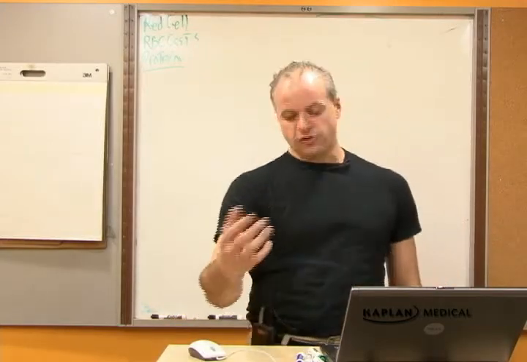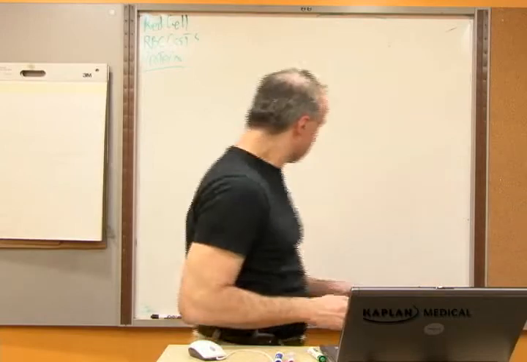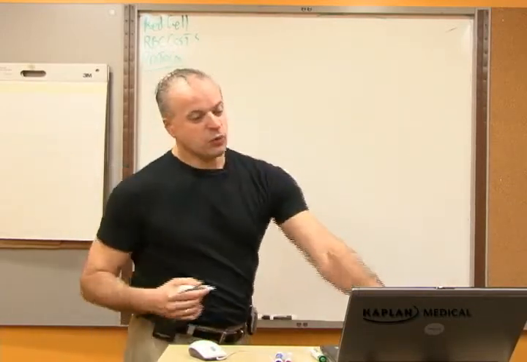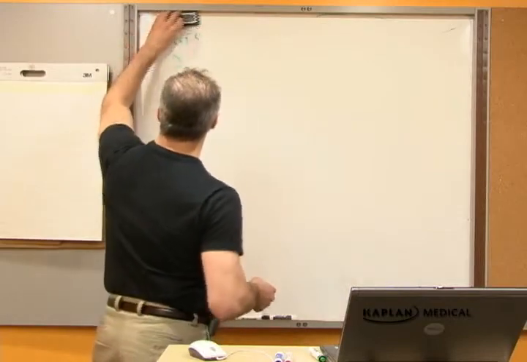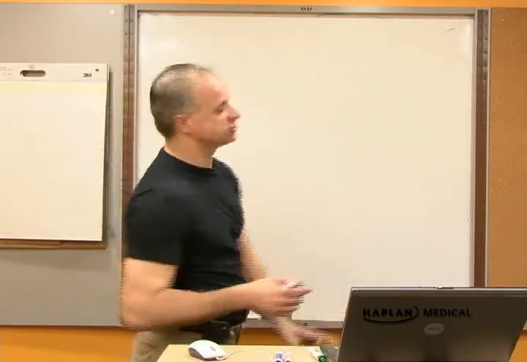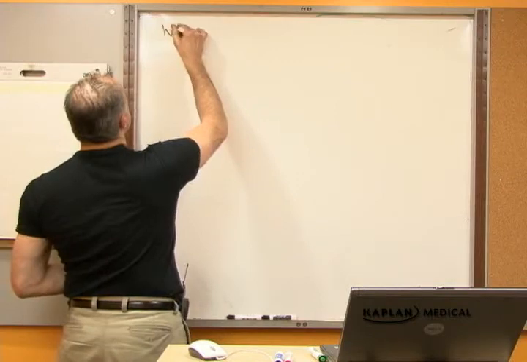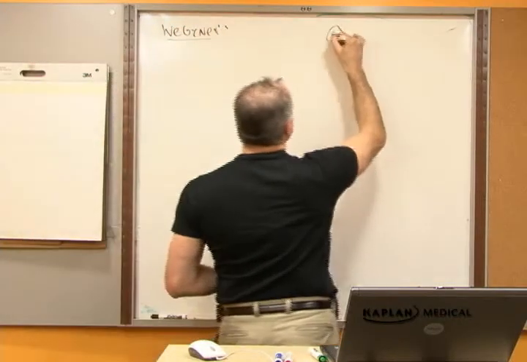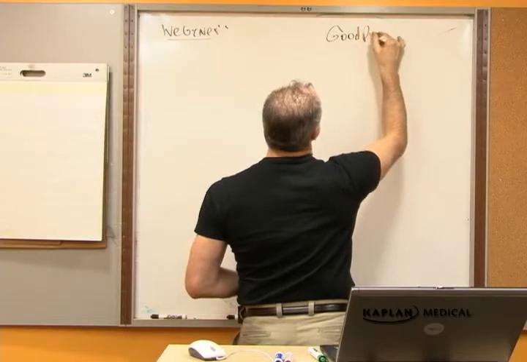So let's make this small and manageable, so it doesn't feel so painful. Let's say, Wegener's and Goodpasture's, looking at the top. What is different about Wegener's and Goodpasture's from the others?